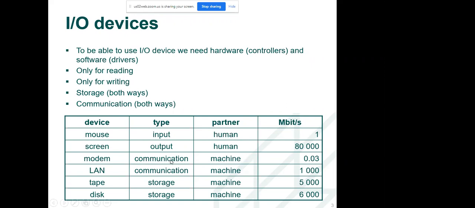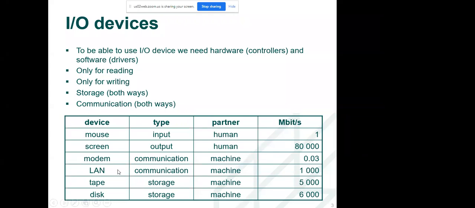Modem is a communication device for machines, and LAN, the local area network, is also communication. Generally we use a modem to convert analog signals into digital signals: the radio frequency coming through the wires, we convert into bits or digital signals. So this modem is for communication. Through this, we transfer our message or our data.